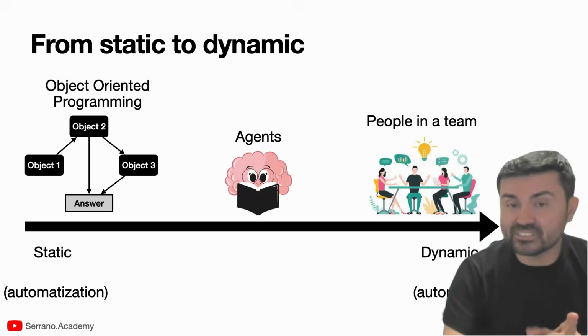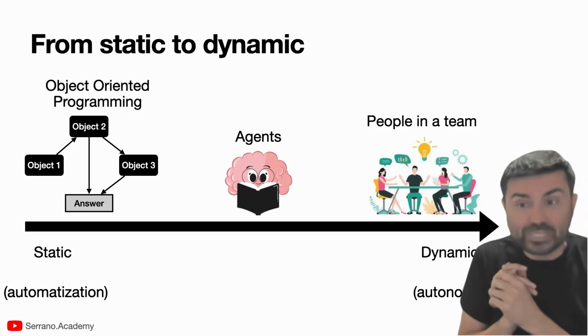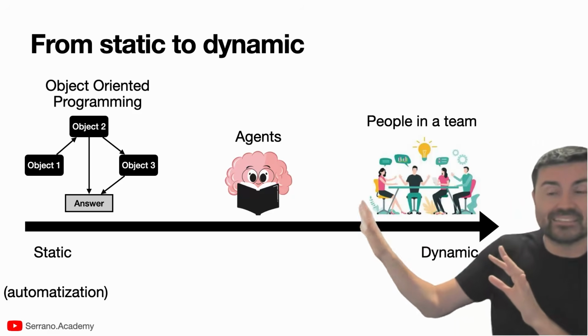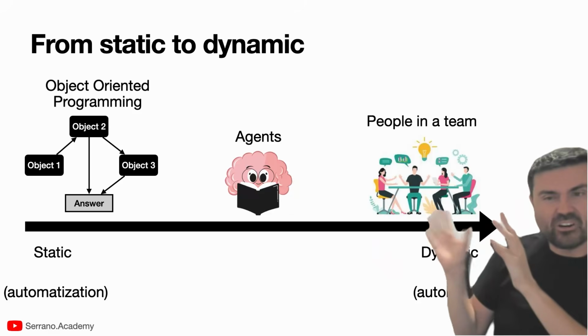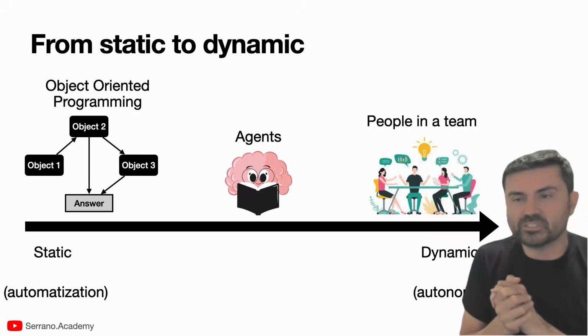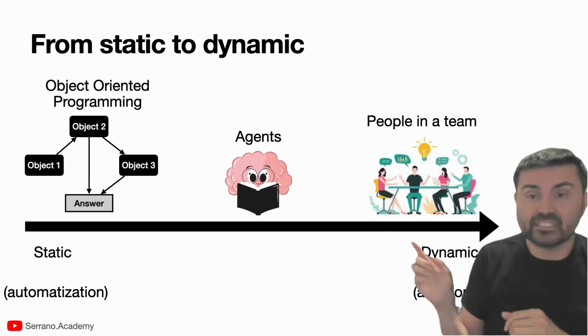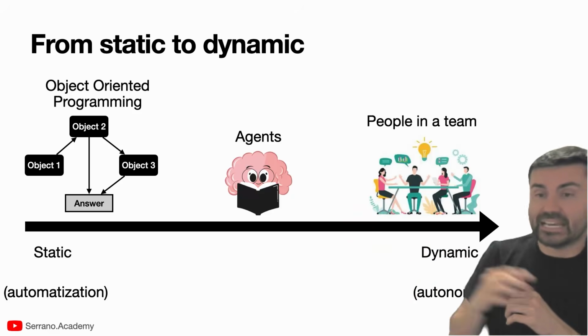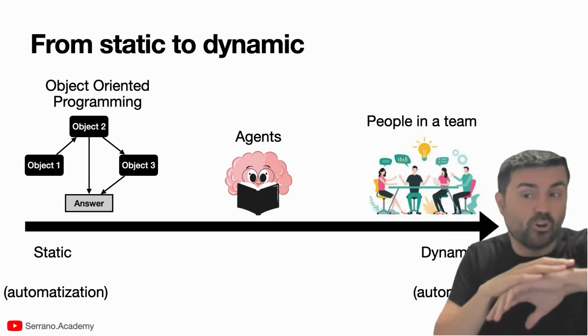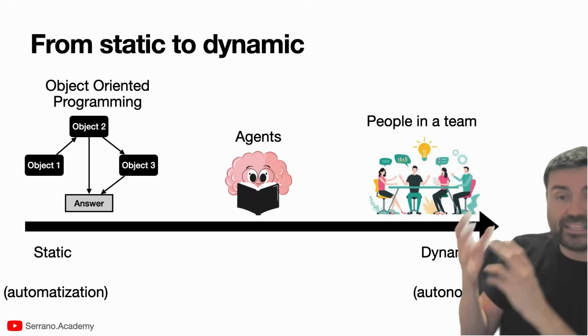Now, where are agents? Well, agents are somewhere in between. They have more autonomy than some static object-oriented programming workflow, and maybe not as much as humans right now. But the goal of agents is to bring this as close as possible to this direction as we can, so that we can get to almost full autonomy like we do with humans.